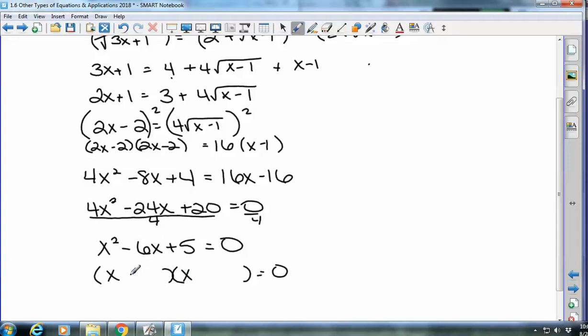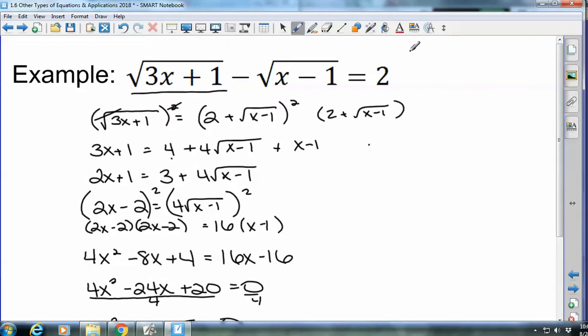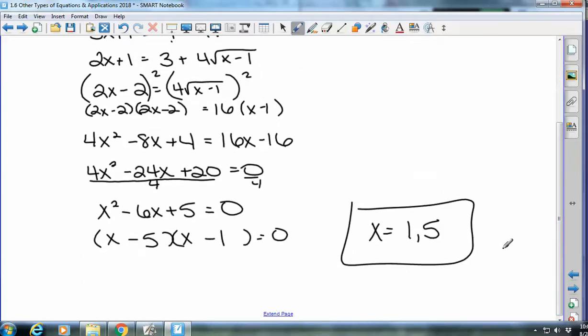What multiplies to 5 and adds to negative 6? Negative 5, negative 1. Set those to 0 and we get x to be 1 and 5. Am I done? Check it. So if you plug in a 1, you get square root of 4 minus the square root of 0, so that works. If you plug in a 5, you get the square root of 16 minus the square root of 4, so that would be 4 minus 2, which is 2. So in this case, they actually both work.